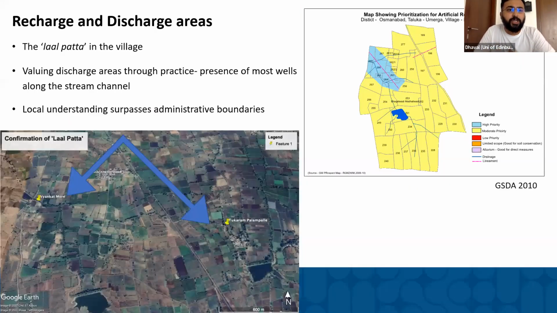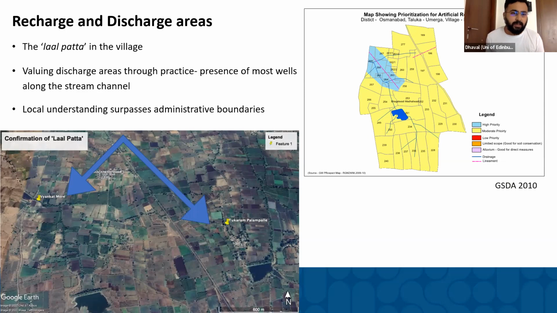Secondly, I saw a lot of discussions around recharge areas and discharge areas in the villages and how they recognize them. The map on the right is produced for the same village by the state groundwater agency. The light blue color in that map is essentially a high priority area for recharge interventions. Many of the people in the village told me that if we intervene in this area, the village will not get any benefits, but it will be mostly the village downstream that gets a lot of recharge benefits.